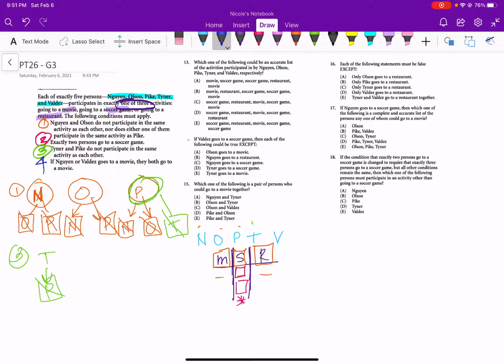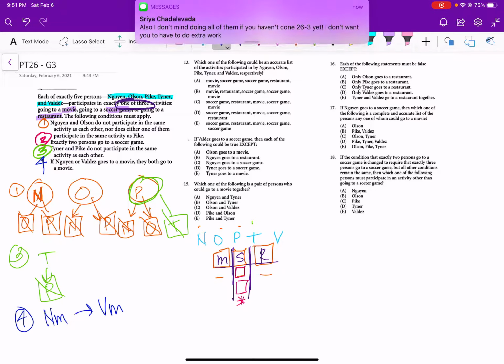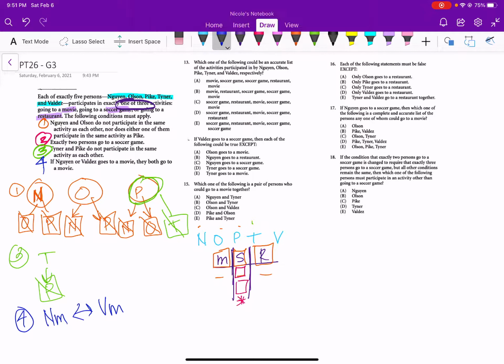All right, and then rule number 4. If N or V goes to a movie, they both go to a movie. So how I would write 4 is if N goes to a movie, then V goes to a movie. And this is going both ways: if V does not go to a movie, N does not go to a movie. Or if N does not go to a movie, then V does not go to a movie.